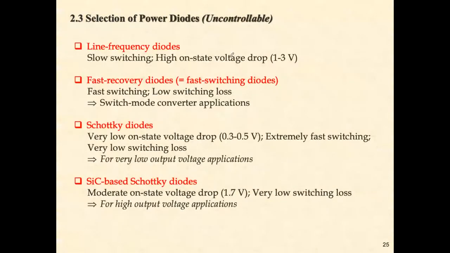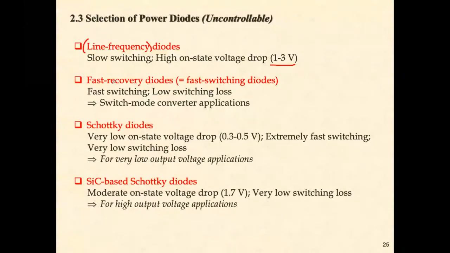Okay, so for diodes there are also many types, and here we just give you four types. The first one is the line frequency diodes. From the words line frequency, it is not that difficult for us to imagine it should be used for low switching applications, right? Line frequency should be only 50 to 60 hertz. And it has a relatively high on-state voltage drop, 1 to 3 volt. Just for reference, it depends on the configuration and materials of the device.